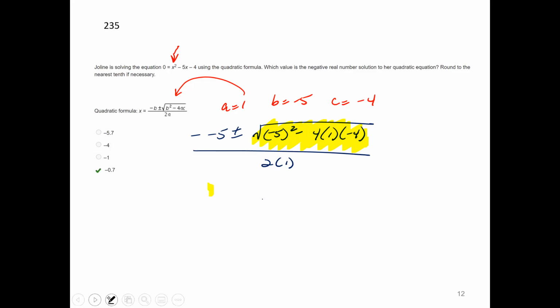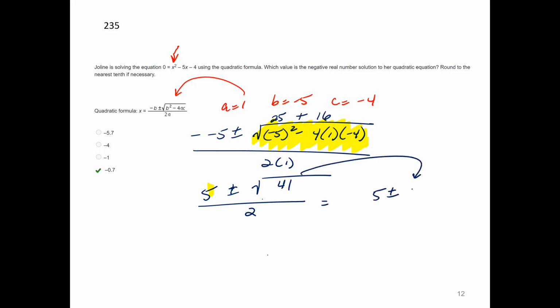So you should have a +5 because double negative gives you a positive, plus or minus the square root. This is going to give you a 25 plus a 16. So altogether, that is going to give you a 41 over 2. So then what you're going to do with this is you're going to do the square root of 41. Which is going to give you a 5 plus or minus. So the square root of 41 is going to be a 6.403 divided by 2. And then remember, you guys, you got to split it, okay?